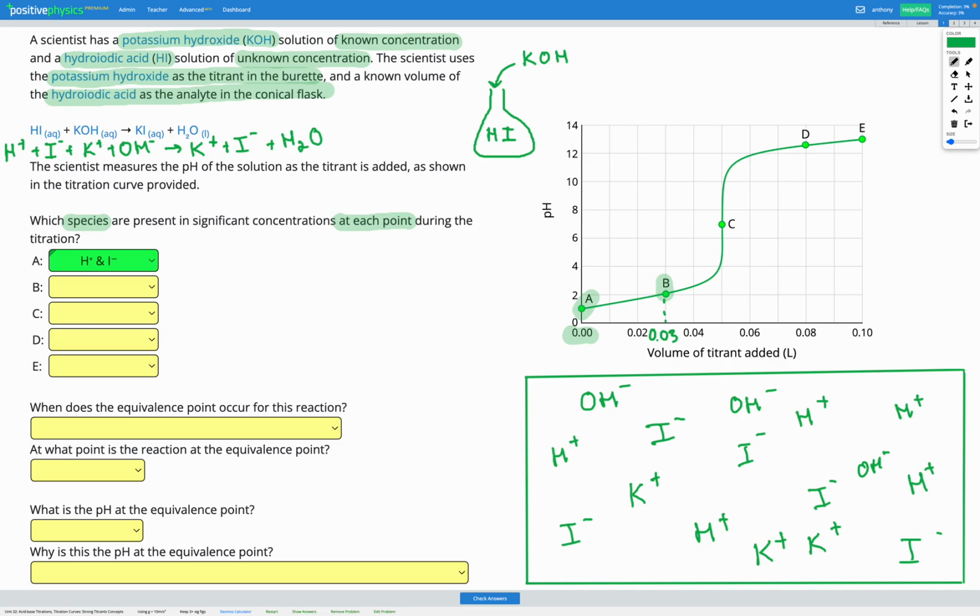So you might think here that we'll have K+, I-, H+ and OH-. However, looking at our chemical equation and our complete ionic equation that we wrote up here, we can see H+ and OH- are going to react together to form H2O. So any H+ and OH- that are there are going to react together. So these pairs are all going to react together to form H2O.